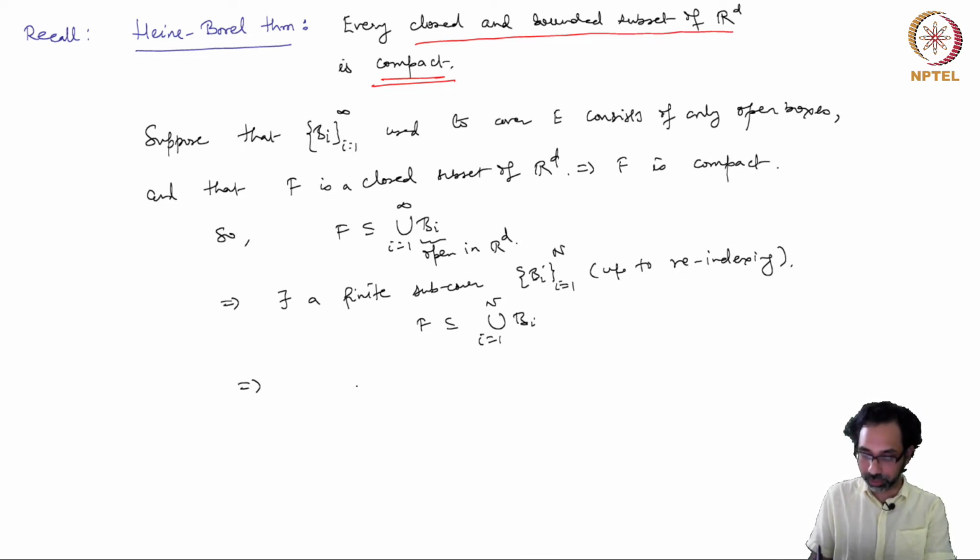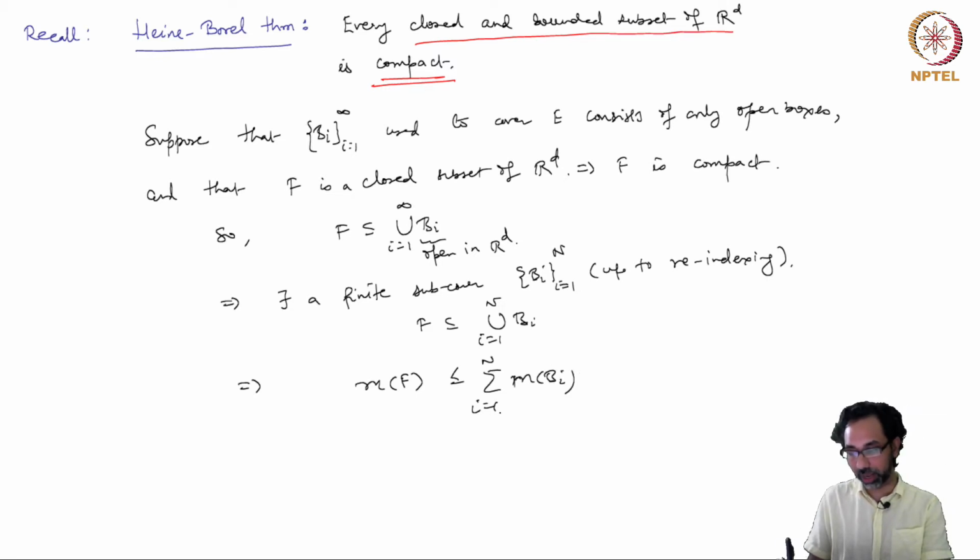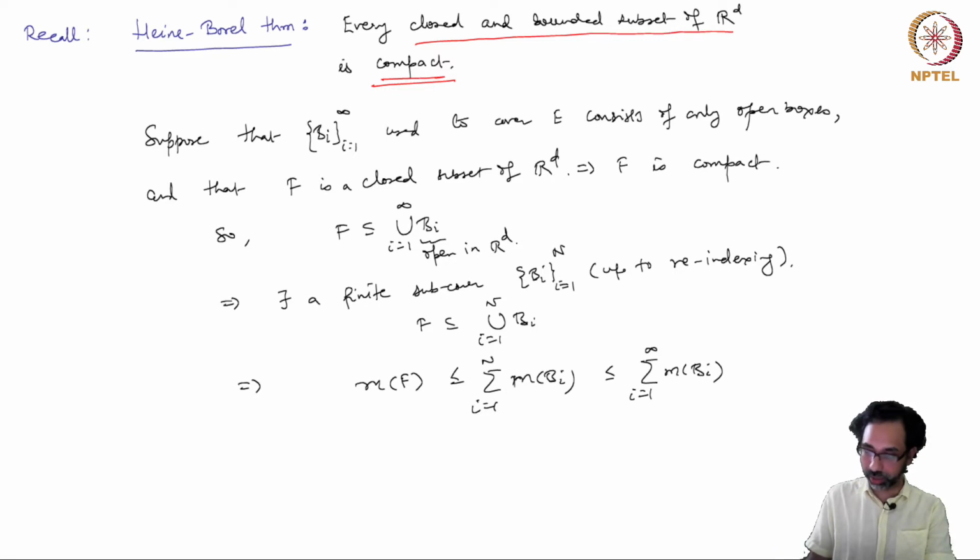So this implies that the measure of F is bounded above by the finite sum for i equal to 1 to n of m(B_i), and this is bounded above by the infinite sum, because we have only non-negative values, so we can extend this sum to the infinite sum i equal to 1 to infinity of m(B_i), and this is then bounded above by m star E plus epsilon.